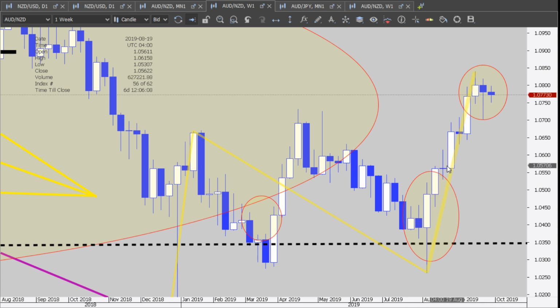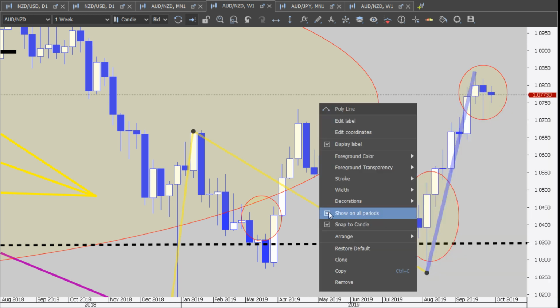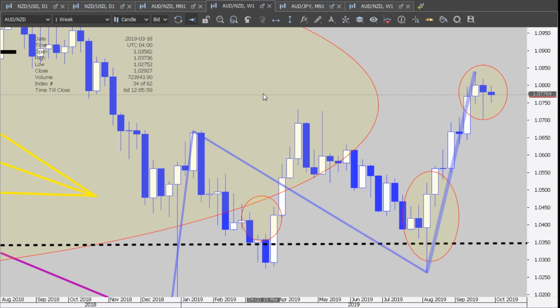Yellow color is bad. Let's make it blue. Better blue? Better?